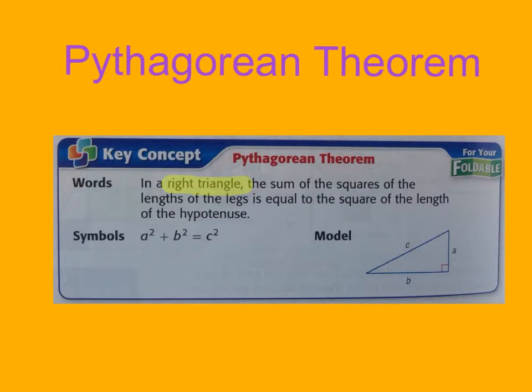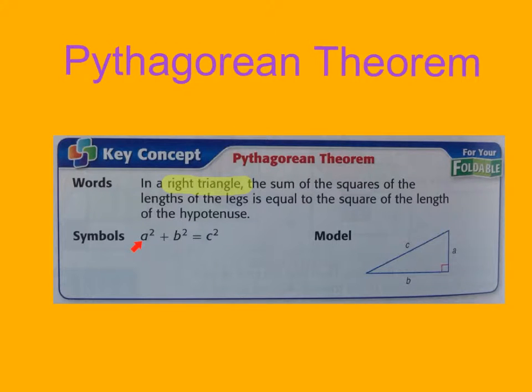So the Pythagorean theorem says that in a right triangle, and I highlighted that, the right triangle, because this only works in a right triangle, we can take the square of the two legs of a right triangle. So the square of this side and the square of this side is going to be equal to the square of the hypotenuse. So here's the way that looks.